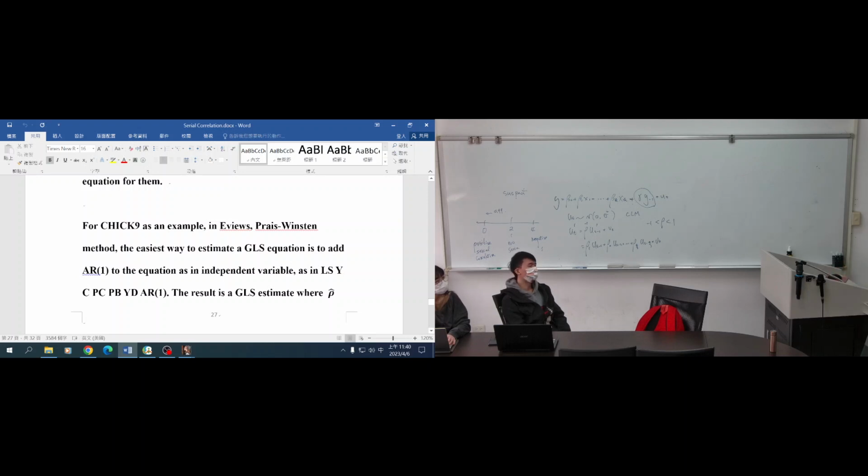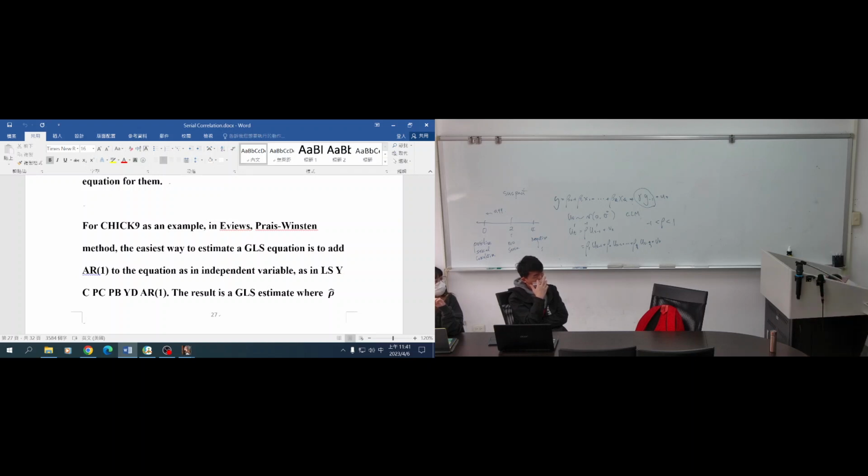This is the least squares method. I'm using Y, then constant, PC, PBYD as the original model, right? Now I'm just adding another term. I just type AR1, which means first-order serial correlation. Then using OLS, it turns out to be the generalized least squares method.